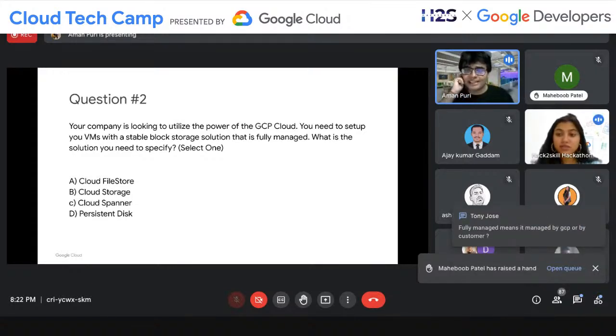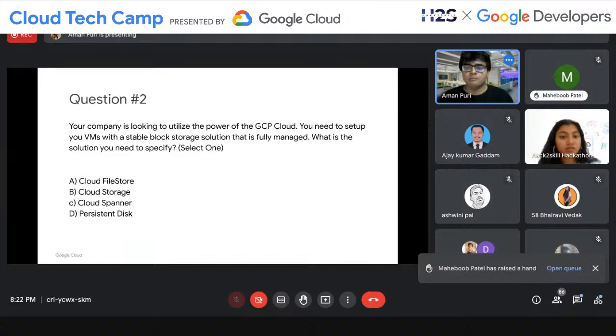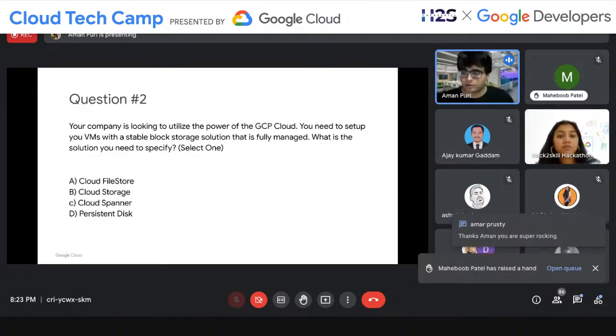Spanner is actually a scalable relational database solution, which is more scalable compared to Cloud SQL, where you can span multiple SQL servers or multiple SQL instances as a platform as a service solution. So when you say fully managed, it means it is managed by GCP. You will be only managing the data which you will store in the regional disk, but the disk itself is managed by GCP. So you don't need to worry about how the disk works.